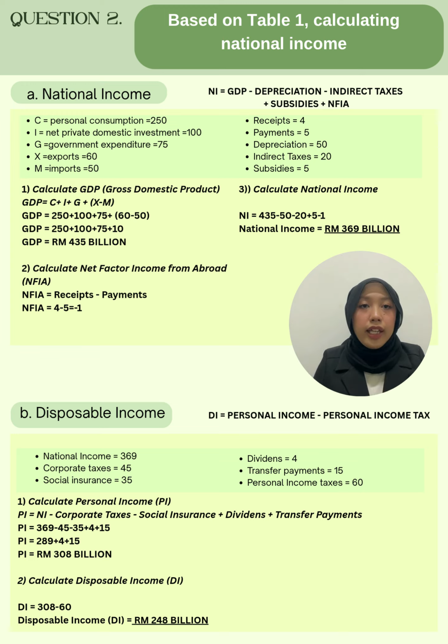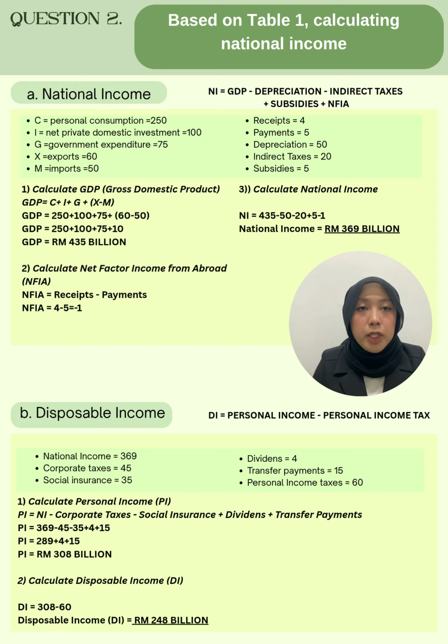Now we can calculate the national income. National income equals RM435 billion minus RM50 billion minus RM20 billion plus 5 billion minus 1 billion. Therefore, the national income is RM369 billion.